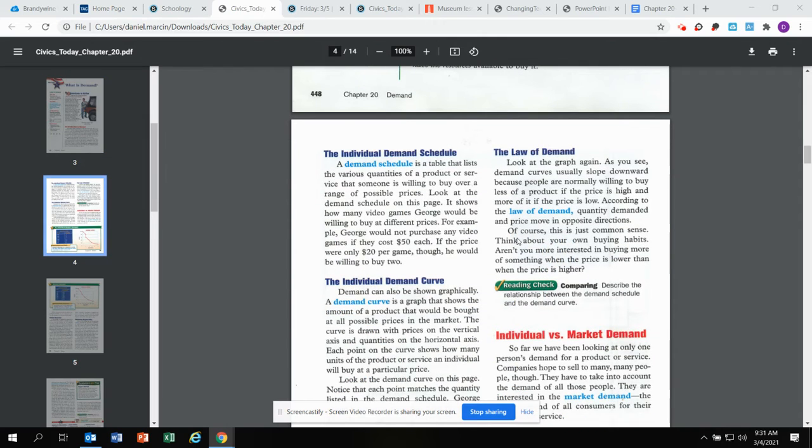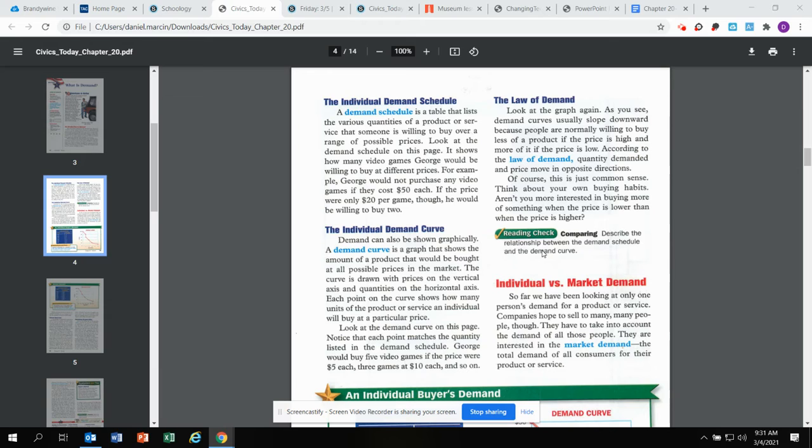The individual demand schedule. A demand schedule is a table that lists the various quantities of a product or service that someone is willing to buy over a range of possible prices. Look at the demand schedule on this page. It shows how many video games George would be willing to buy at different prices. For example, George would not purchase any video game if they cost $50 each. If the price were only $20 per game, though, he would be willing to buy two.